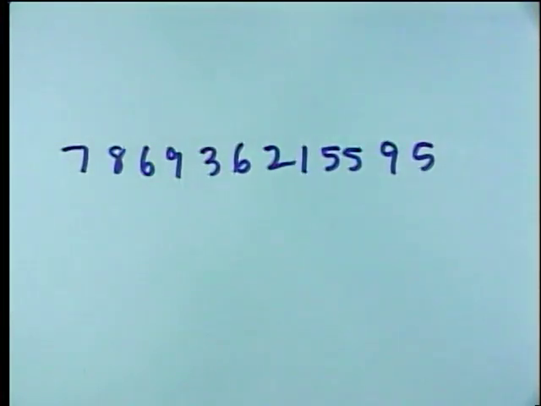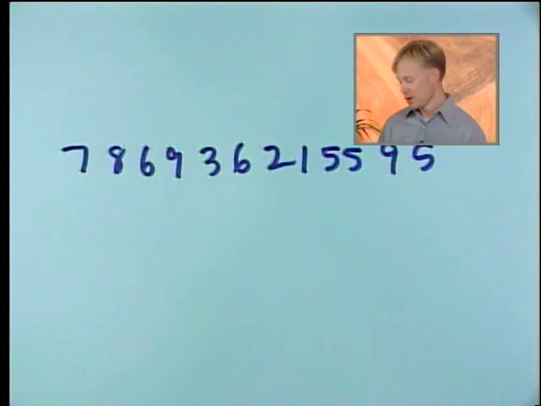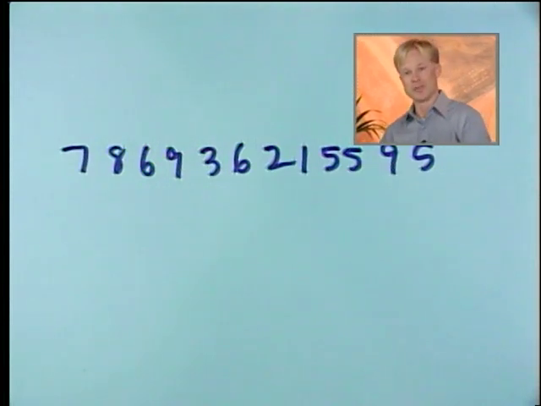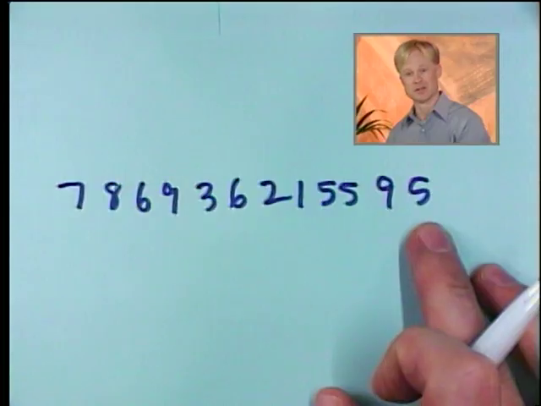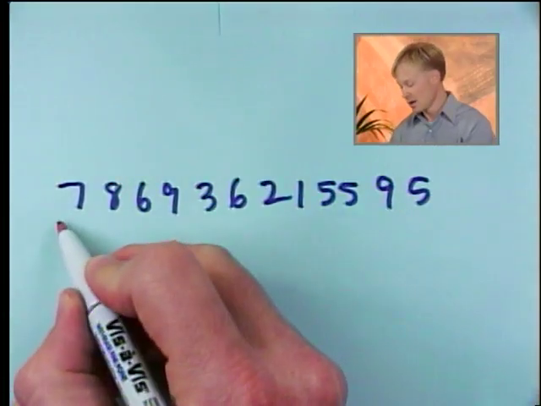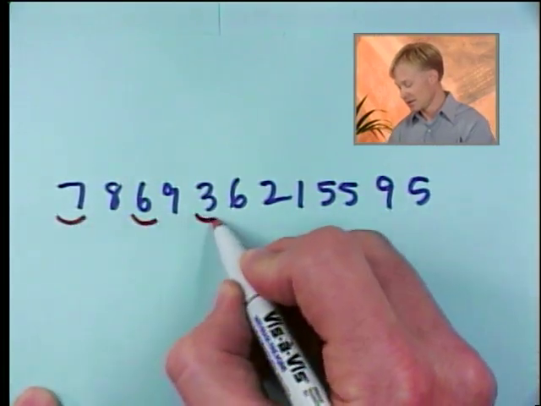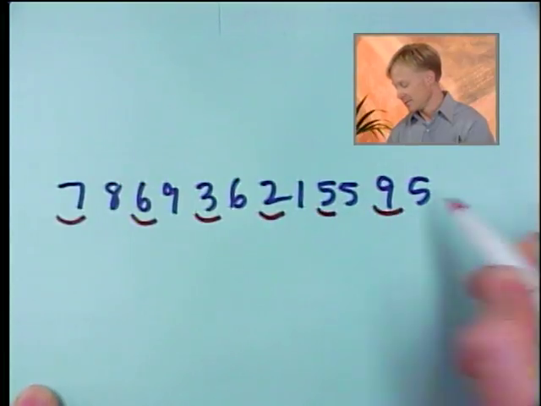So the way this one works, this one's a little different. What you're going to do is start at the first number, and I want you to underline every other number. So when you get to the end, the 5 will not be underlined. The 9 should be the last one underlined. So underline the 7, the 6, the 3, go every other number.